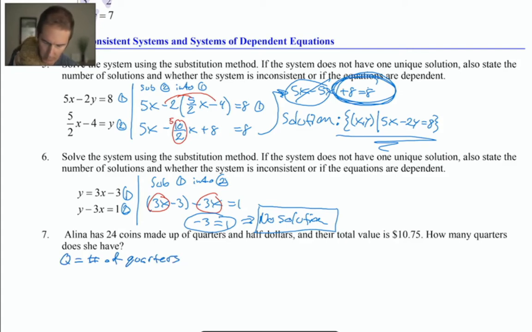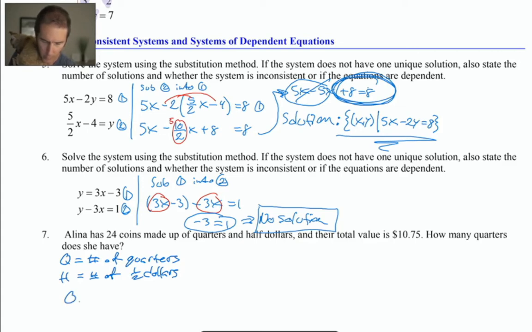And I will say that capital H is going to represent the number of half dollars. And now we're going to need to create a couple of equations, because this section is all about systems of equations. So I know that the goal is to create a couple of equations to work with. One of the equations is based on the value of these coins. So quarters are worth 25 cents.